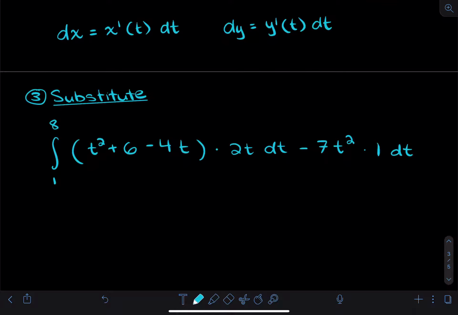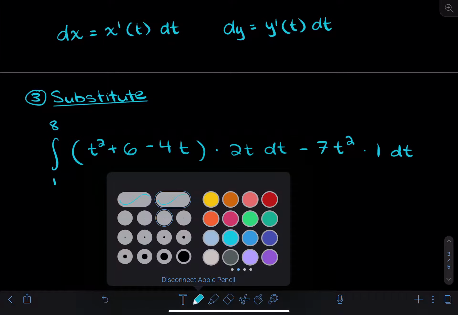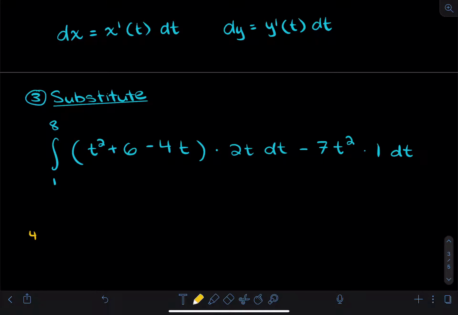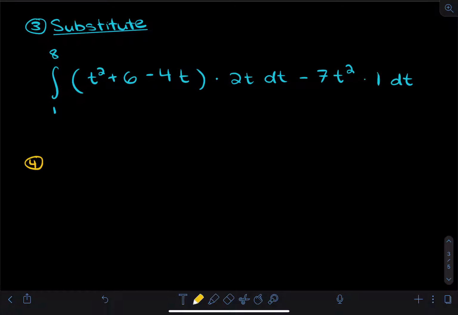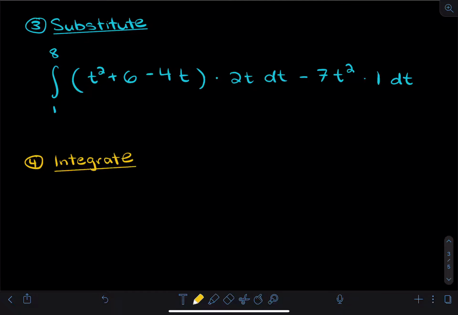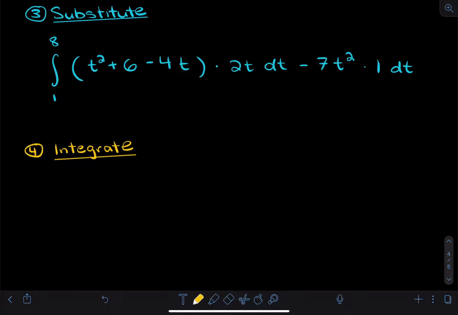Now the last thing here is simply to integrate. So we want to look at this and make it a little bit simpler because right now there's two differentials. It's a bit confusing. There are a number of ways that you can integrate this, but this is the way I think is probably the easiest. Let's factor out that dt, because we're now integrating with respect to t, for this first function, t squared plus 6 minus 4t, and also the minus 7t squared. So we don't need to have those separated, we can combine them.